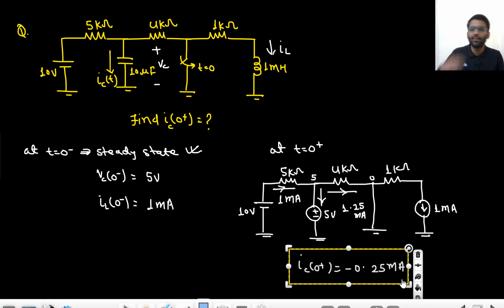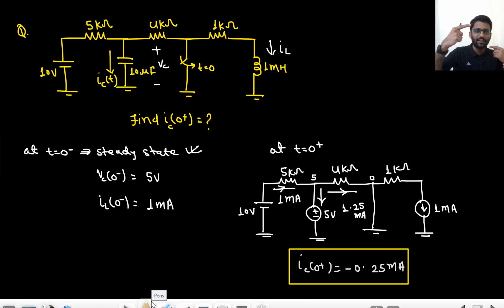Got my point? What did we do? First we found the condition at t equals to 0 minus, it was having 1 milliampere current, it was having 5 volt. So 10 minus 5, 5 by 5, 1 milliampere current going that way, and 5 by 4, that means 1.25 milliampere current going that way. So 1 is coming here, 1.25 is going there. That means 0.25 would be coming to upside. Okay, so 0.25 would be coming upward. So current is minus 0.25 milliampere because the given direction is downward.